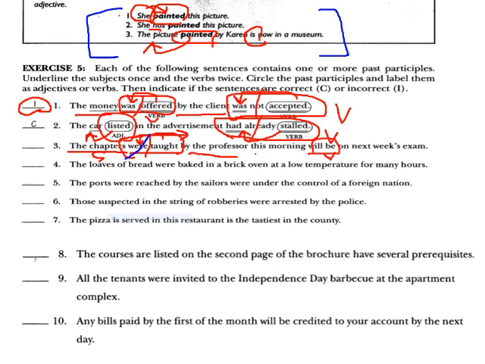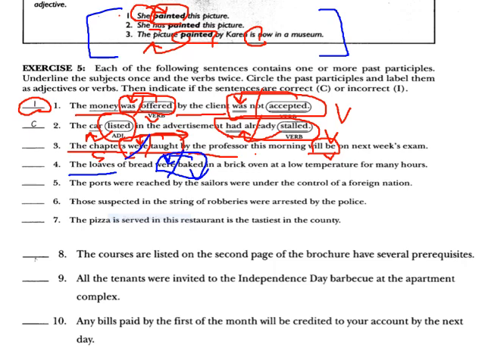Fine, now let's go to number 4. The loaves of bread were baked in a brick oven at a low temperature for many hours. Fine. The loaves is the subject. Of bread, this is prepositional phrase. Were baked. Fine. This is a verb. Why is it a verb? Because we have baked as a past participle, and it is accompanied with a verb to be, which is were. So this is the verb. Were baked as a whole is the verb.